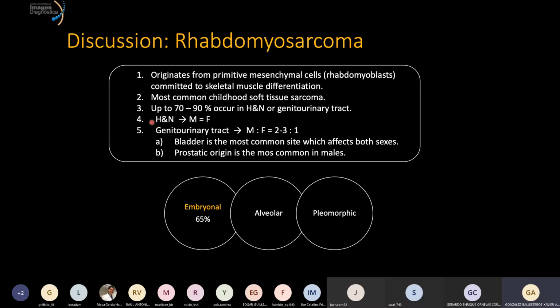In the head and neck, the most common site is the orbit, and the incidence is equal in male and female patients. In the genitourinary tract, it is most common in males, about 2 to 3 times. In males, the most common origin site is the prostate. In both female and male patients, the most common site is the bladder. There are 3 types of histological patterns: embryonal, alveolar, and pleomorphic. The most common type is the embryonal one, with 65% of the cases.